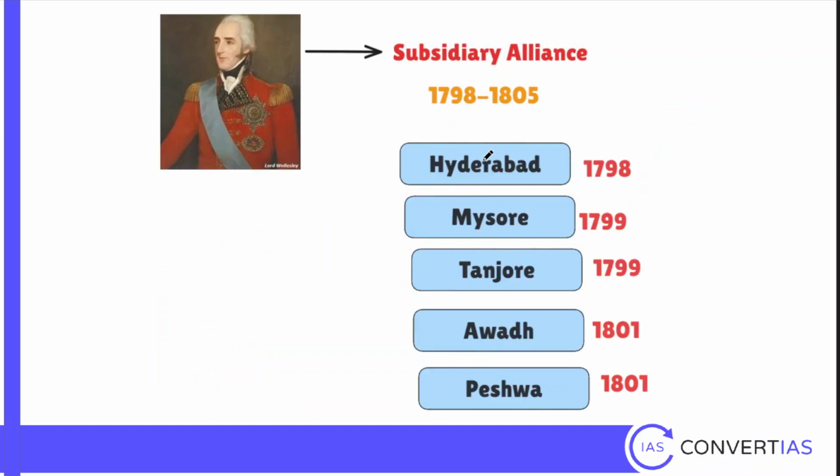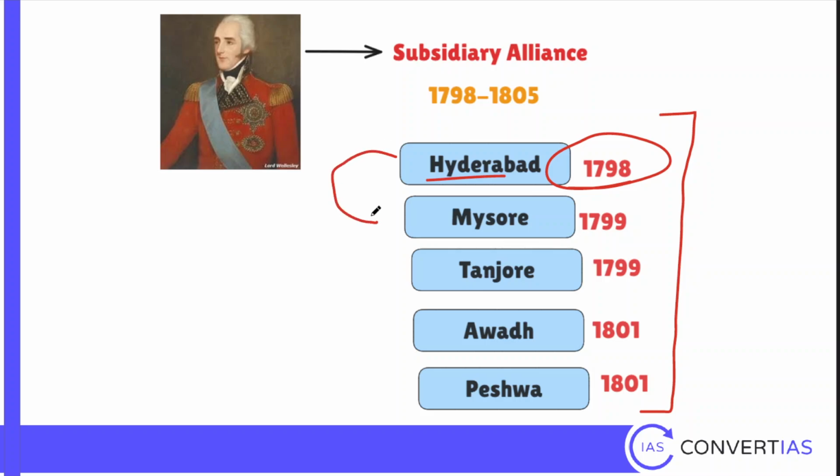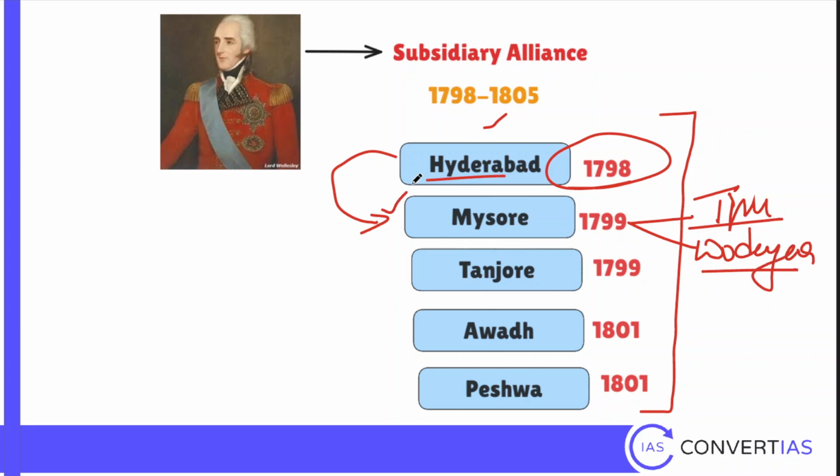The proper subsidiary alliance was signed with the state of Hyderabad, 1798. This is the order. This was again a previous year UPSC question. So study the order carefully. Hyderabad, the first state to sign, 1798. Hyderabad was often an ally of the British when they were fighting the Anglo-Mysore wars. So this was their first loyalist. Next up, Mysore, 1799, the year in which Tipu Sultan died. And the British reinstated the Wadayar dynasty after that. And they signed the subsidiary alliance with the Wadayars. That's the context of it.